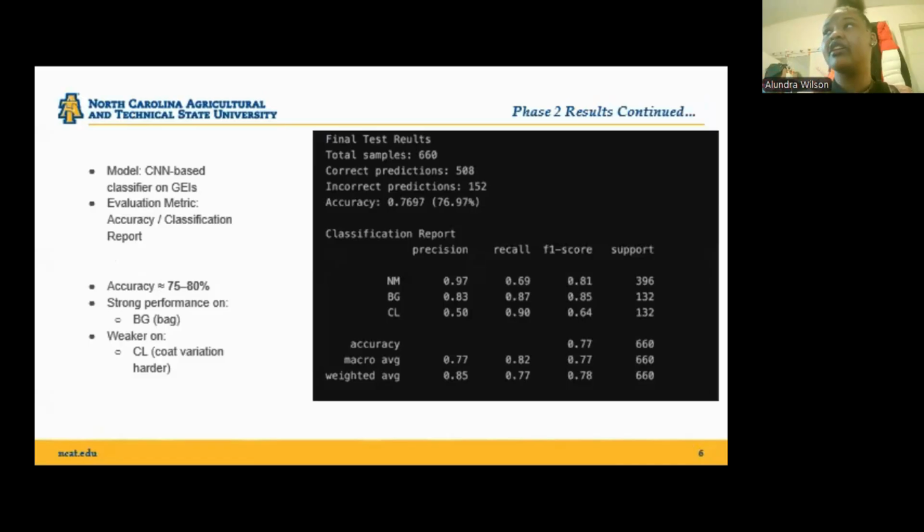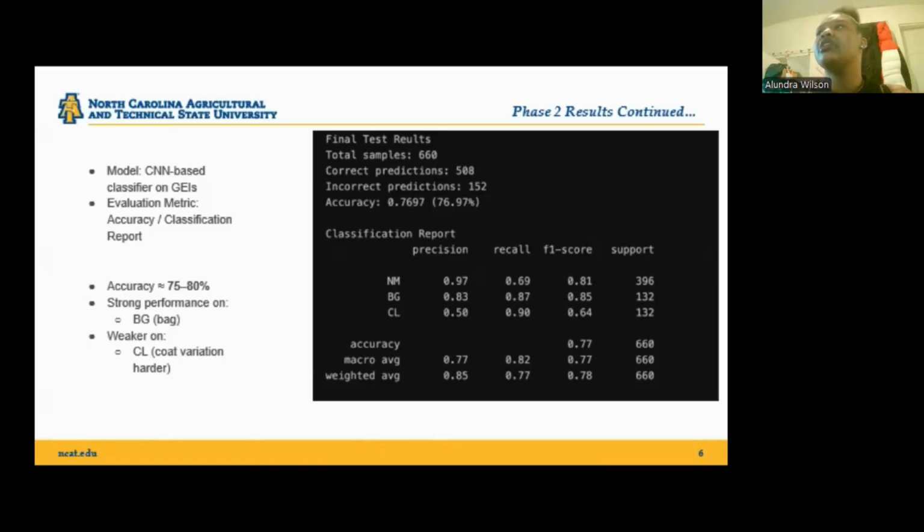Okay, this slide provides more detail about the baseline performance and evaluation. The baseline model used a CNN-based classifier trained on silhouette sequence representations and evaluated performance using accuracy, precision, recall, F1 score, and confusion matrices. Overall, accuracy ranged around 75 to 80%, with the official baseline result being approximately 76.97%. The strongest performance occurred on the bag condition.